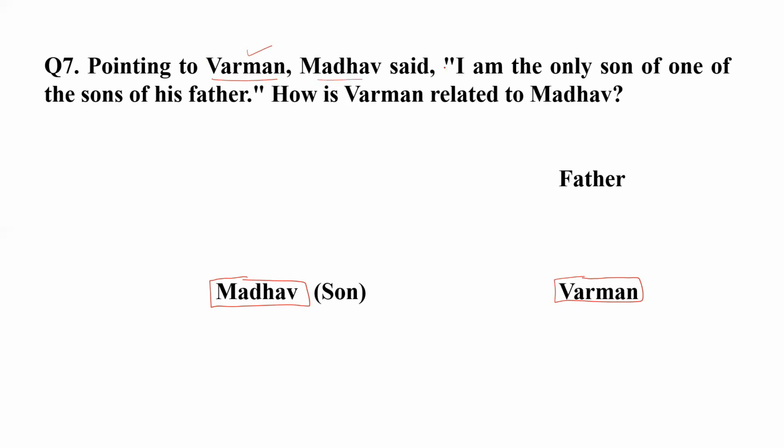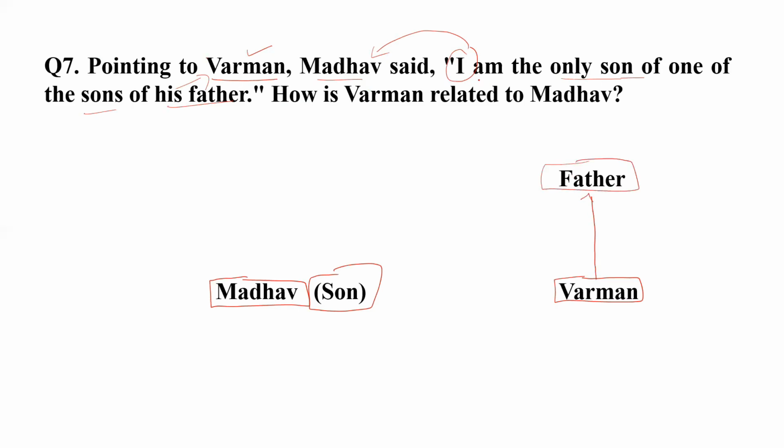Pointing to Varman, Madhav said, I am the only. So the word I has been used, which means Madhav is referring to himself. Madhav is saying that I am the only son, that means Madhav is the only son of one of the sons of his father. Here the word his has been used for Varman. So father is having the higher status of a relationship, so we are writing the name of the father.